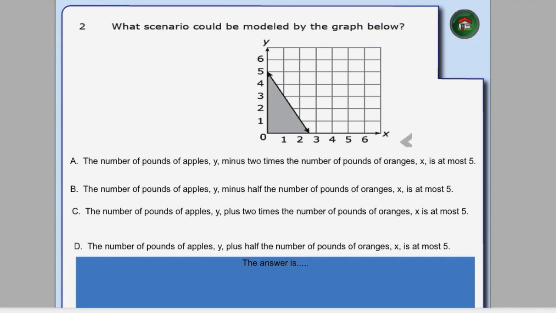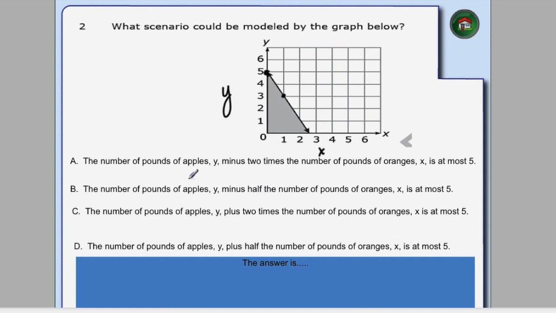All right, number 2. Which scenario could be modeled by the graph below? So the graph below, if you notice, has a y-intercept of 5 and it has a slope of, you have a clean ordered pair. It doesn't look like anywhere, possibly right there. Okay? But the y-intercept, you can say that it starts at 5. So this would be your y and this would be your x's.